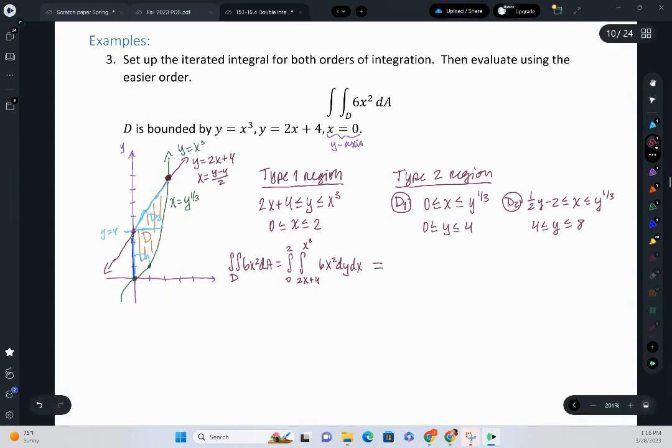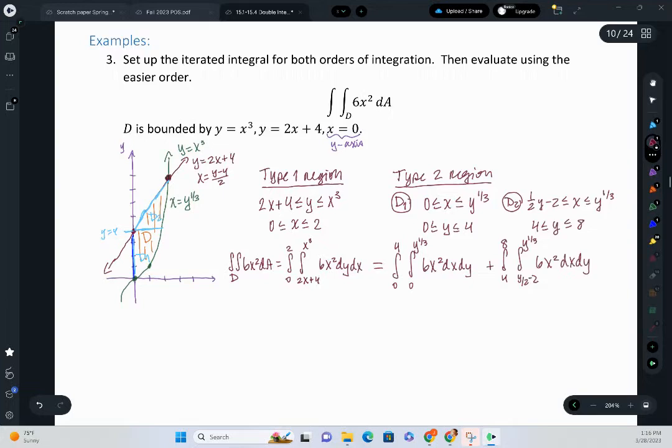But this is also equal to the type 2 region, right? It shouldn't give us a different answer. We should get the same answer regardless. But the type 2 region has us integrating over D1 and D2 and then adding those. So the D1 region, we go from 0 to 4. We go from 0 to y to the 1/3 of 6x squared dx dy plus the integral from 4 to 8, the integral from y over 2 minus 2 to y to the 1/3 of 6x squared dx dy.